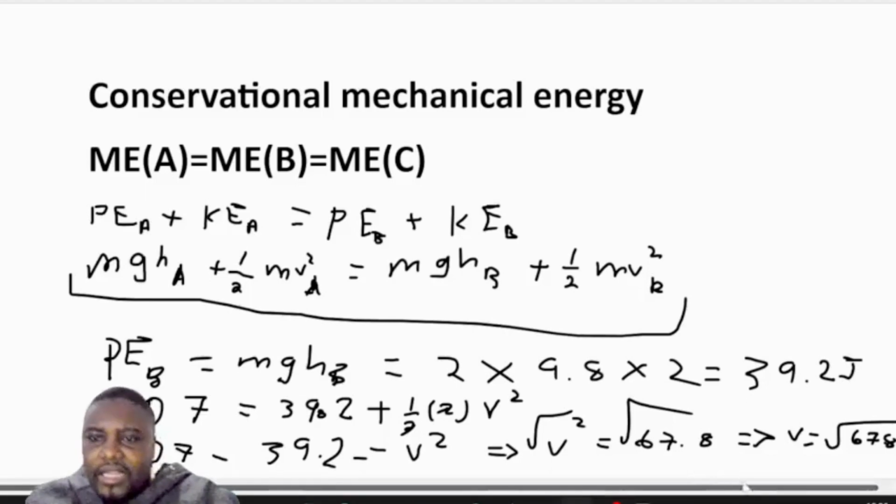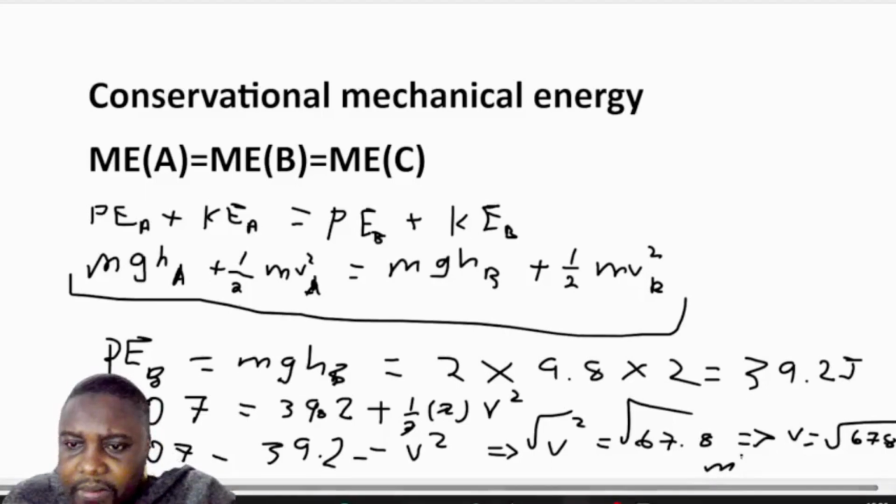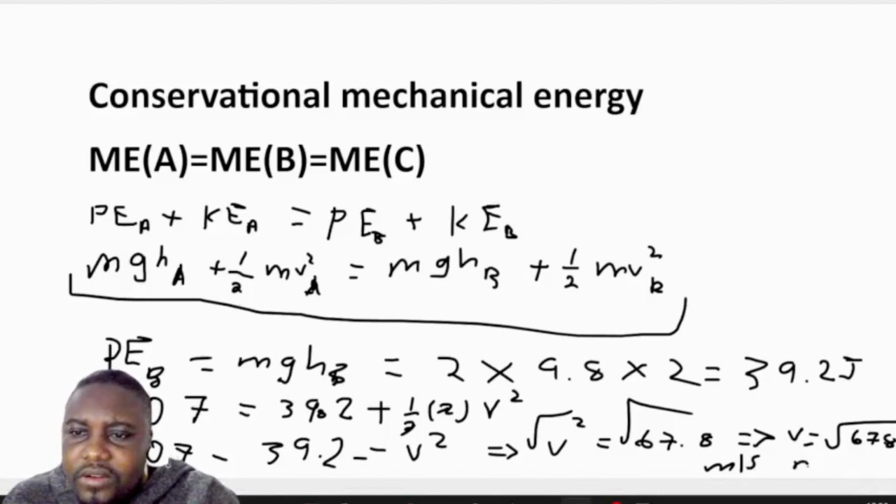Don't forget the unit is meter per second. You can write it up there, or you can write it this way, or you can say m dot s to the power negative 1.